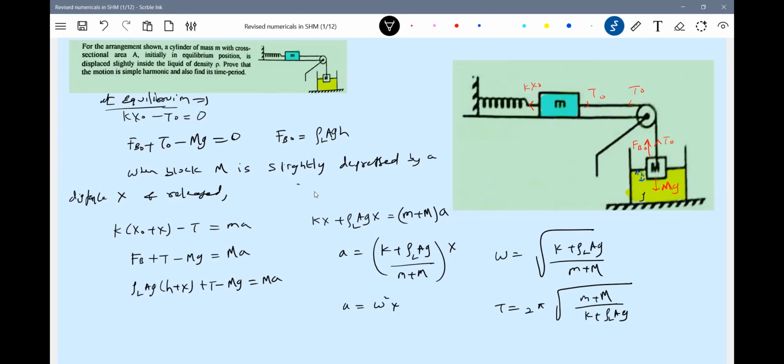Now look at the buoyant force. Is it a conservative force? Yes, it is. Spring force is also a conservative force. What about the work done by tension? Net work done by tension is 0 here. That's why we can also solve this by conservation of mechanical energy.